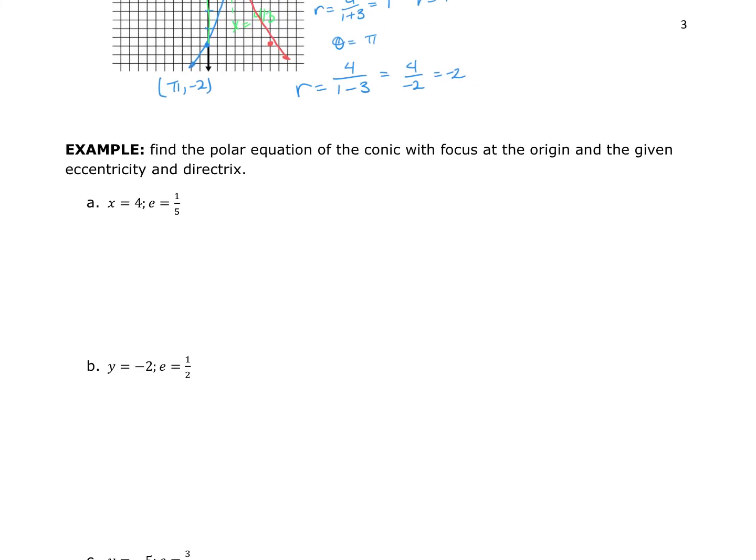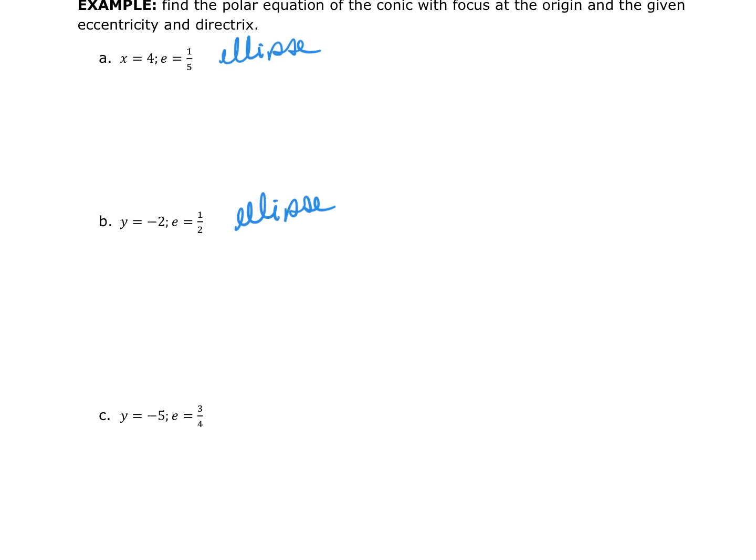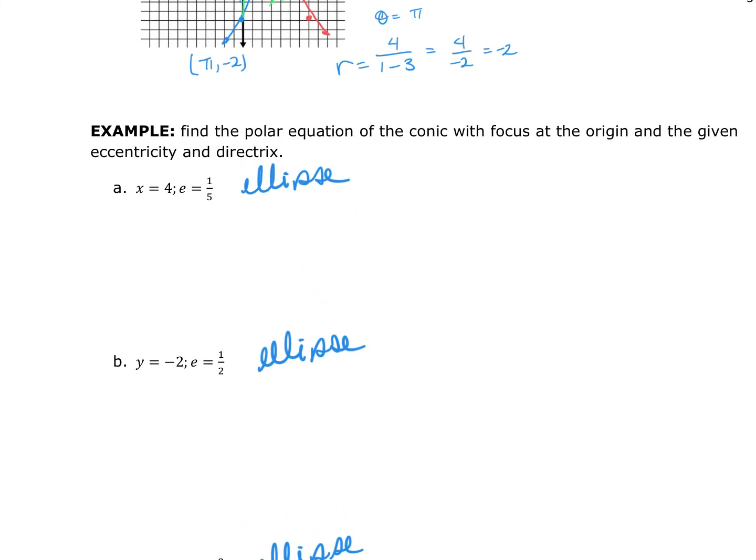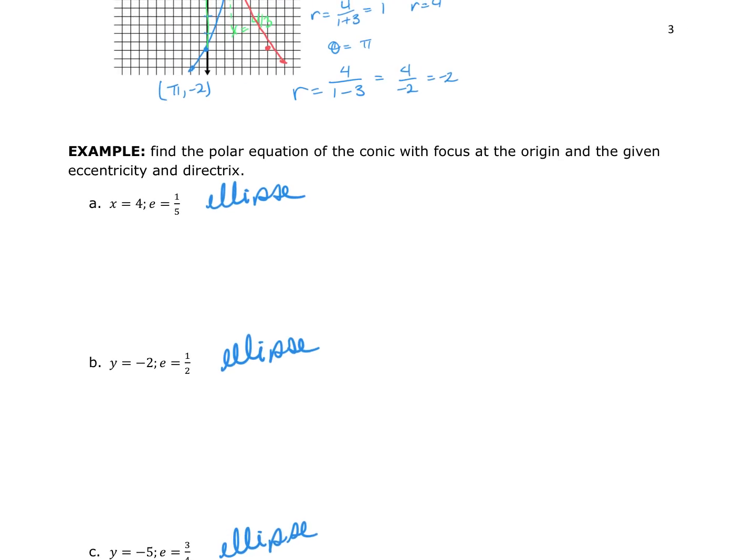If I'm asked to find the polar equation with this given information, I know if e is less than 1, then we have an ellipse. So we know this is an ellipse. We also know that this one is an ellipse. And we know that this one is an ellipse. I must have really liked ellipses this time. You never know. Okay, so we know that we have an ellipse. We know the focus is at the origin.